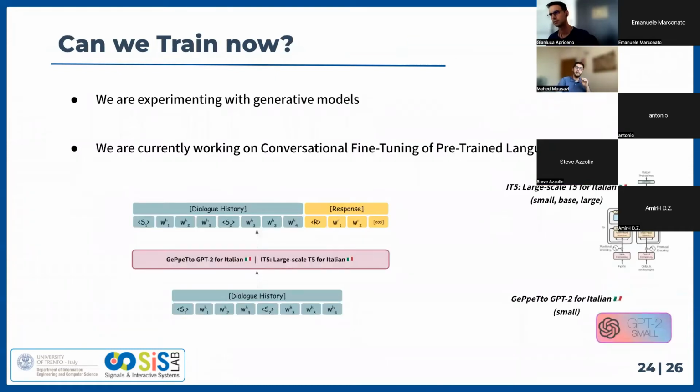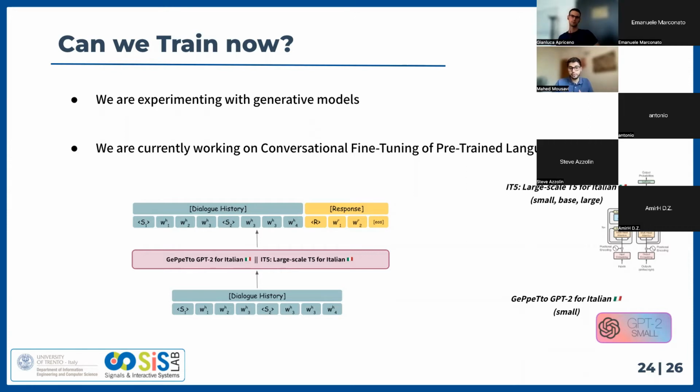All in all, the idea of generation is way different than selection, as we know. So what we did after this selection model was to experiment with generative architectures. The possible candidates for generative architectures in our data and in our setting, since it's Italian, are T5, which for the participants, I would like to shortly explain.